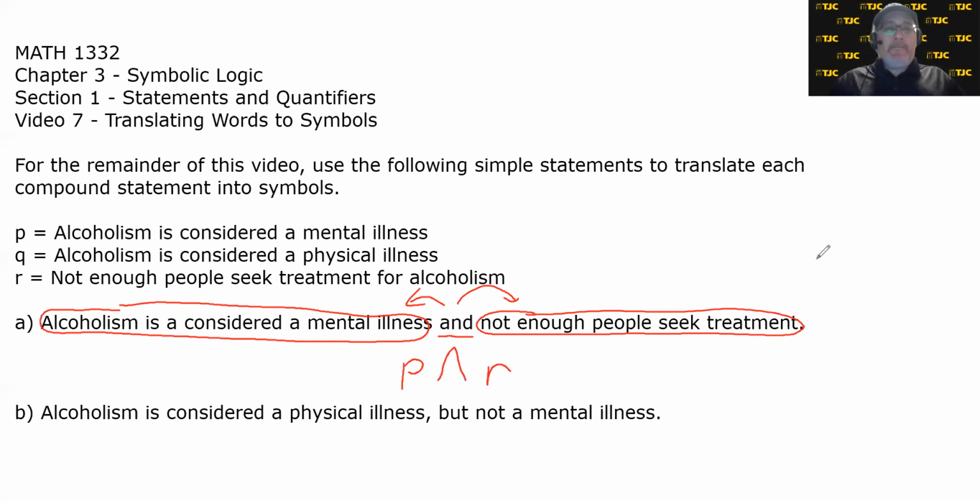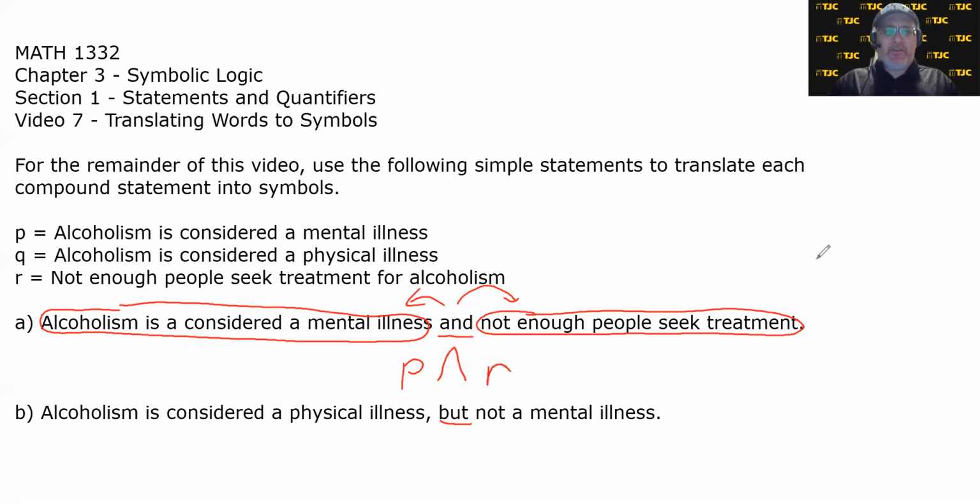All right, B. Alcoholism is considered a physical illness, but not a mental illness. Where's the connective? It's not one that was listed before, so we need to talk about it. The connective in this statement is the word but. Now, we didn't have a symbol for the word but. However, from a logical perspective, the word but is kind of like one of the connectives we already had. So which one could we replace it with without losing the meaning of the sentence? Could we replace it with and?